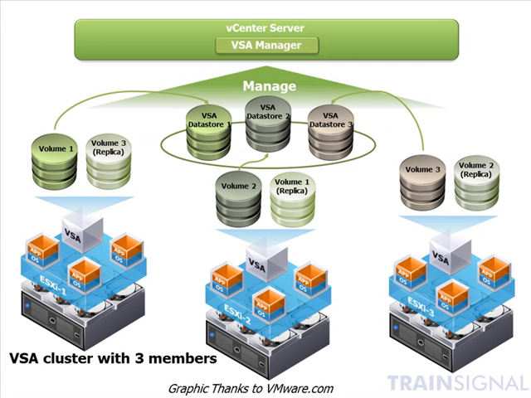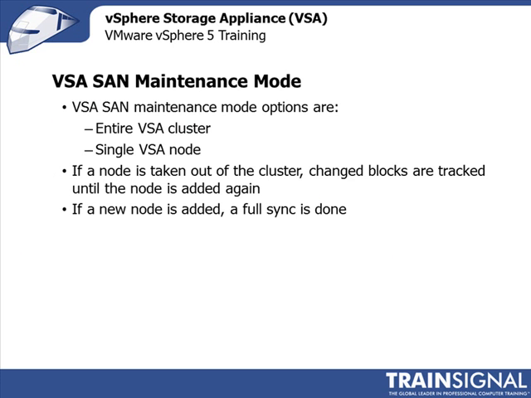This graphic shows a VSA cluster with 3 members, so 3 ESXi servers across the bottom from left to right, 1, 2, and 3. And as you can see, now there's 3 different volumes, and that gives us 3 different data stores. VSA Manager runs on the vCenter server, but the VSA cluster service isn't required, and that's because we have a 3-node cluster. One of the features of VSA is called SAN maintenance mode.